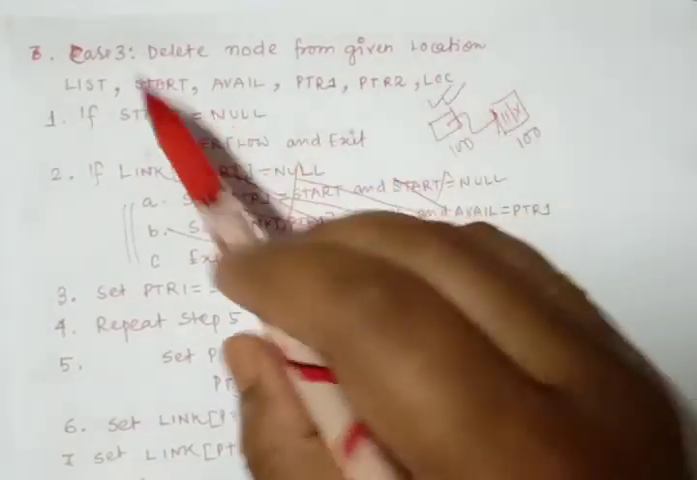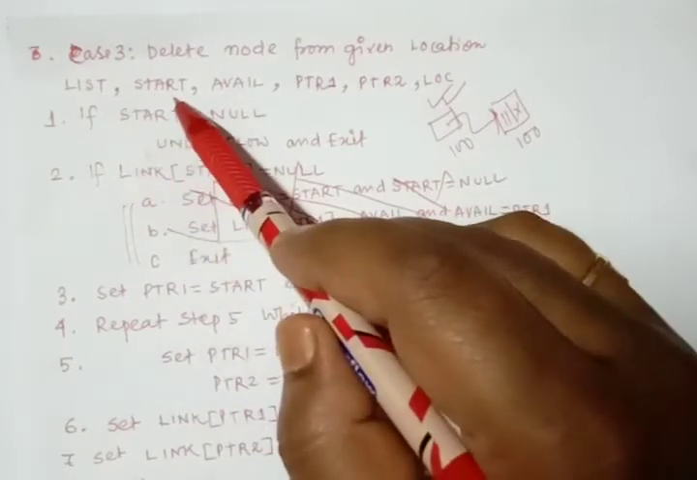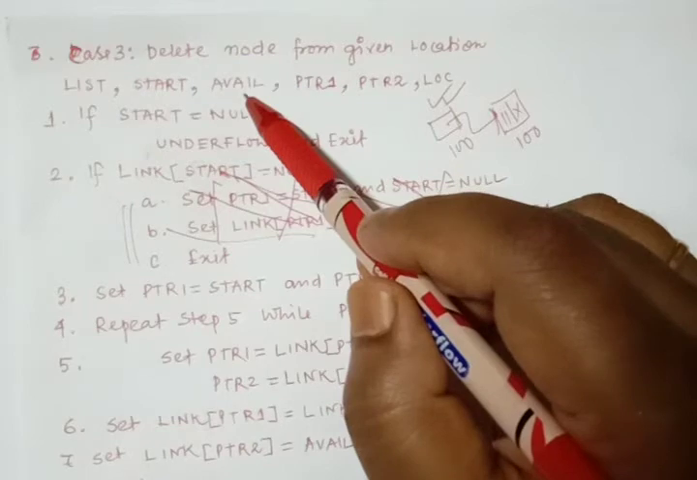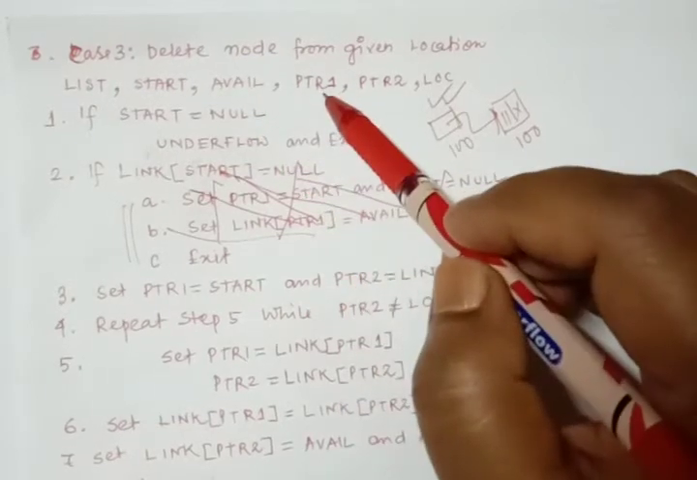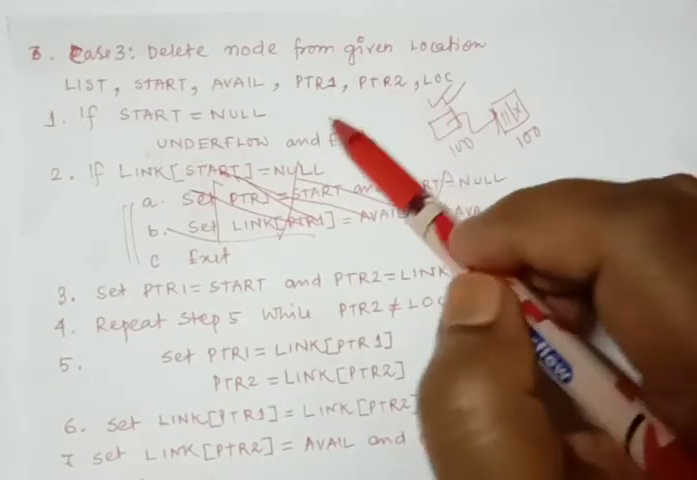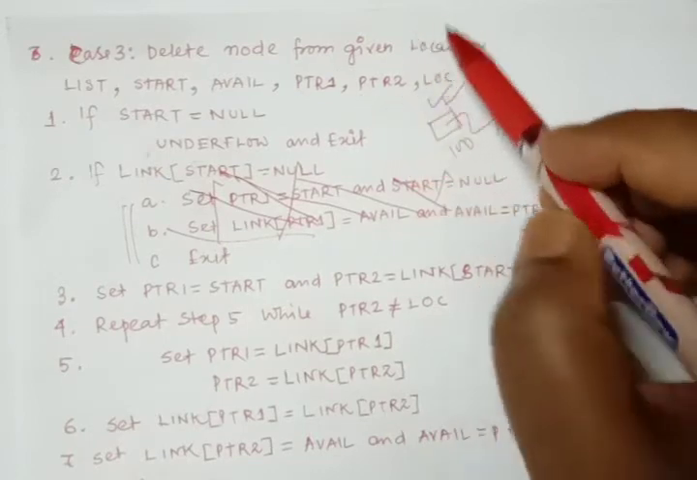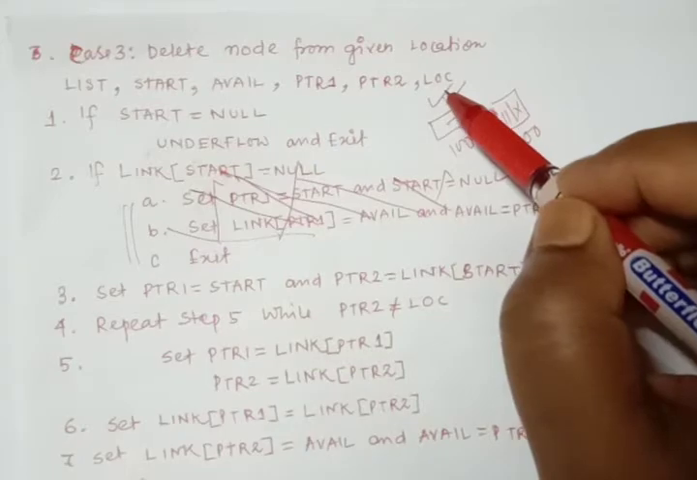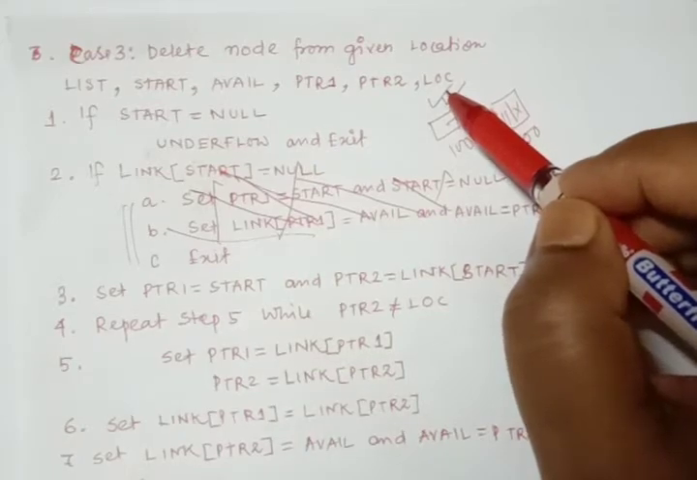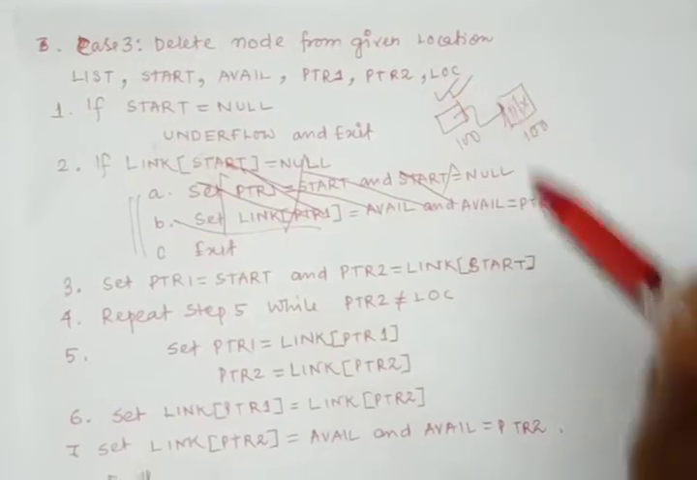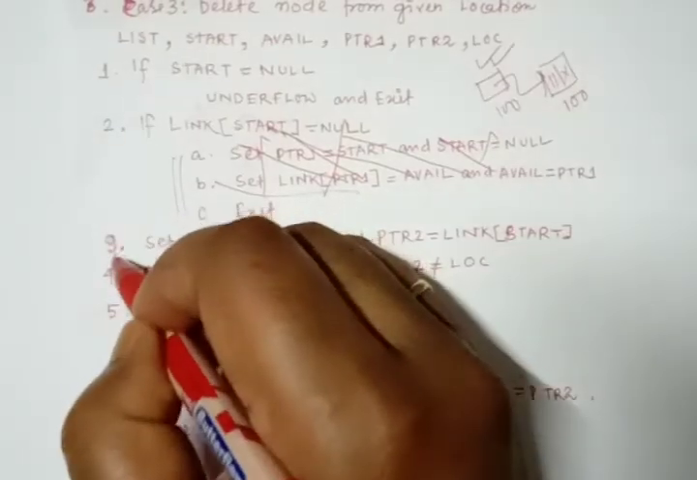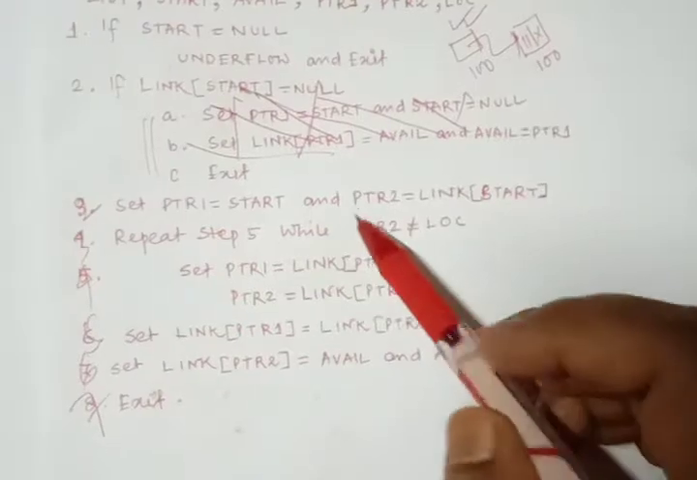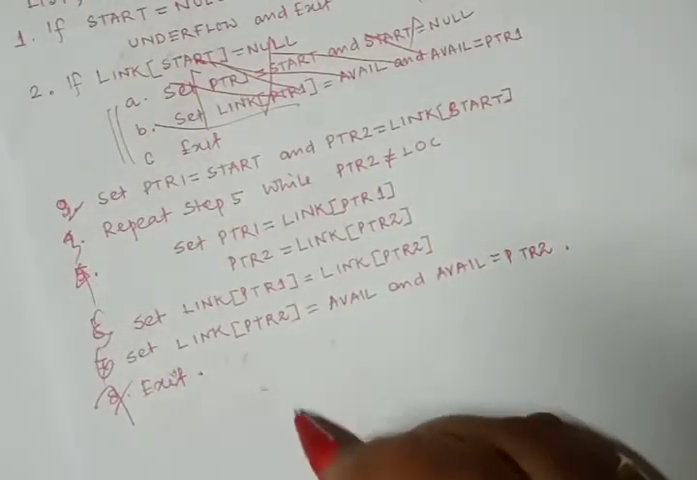List is in memory, start is the starting address of the node, avail is the address of the first node in the available list, ptr1 and ptr2 are the pointers through which we trace the list, and location is the location of the node which you want to delete. So actually these are steps 2, 3, 4, 5, 6, 7. So here you see how the algorithm works.